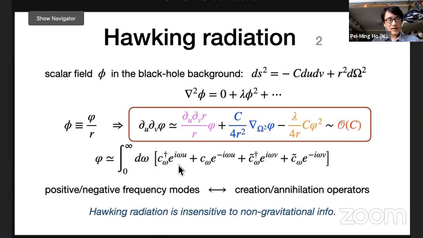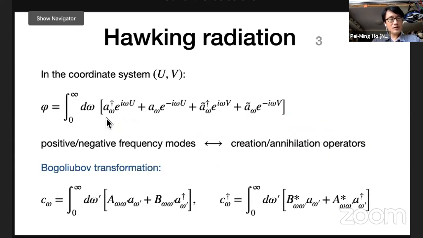Now, the Hawking radiation arises because you have different time coordinates for different observers. And for your choice of the time coordinate, you would have corresponding creation and annihilation operators. So I'm using c and c dagger for observers at large distances. And I'm using a and a dagger for observers in the near horizon region, where capital U and capital V are the appropriate coordinates for freely falling observers or for observers inside the thin shell.